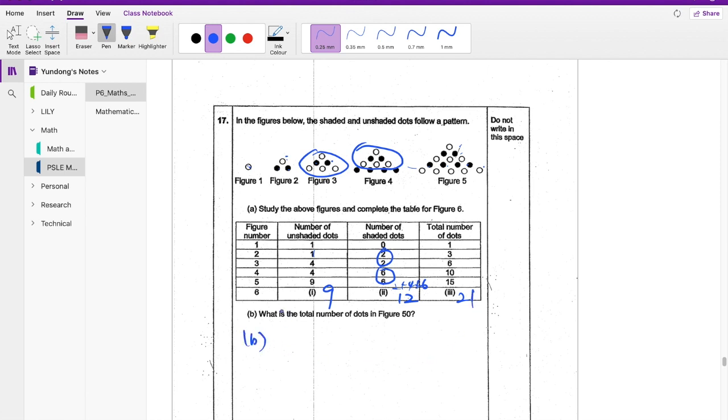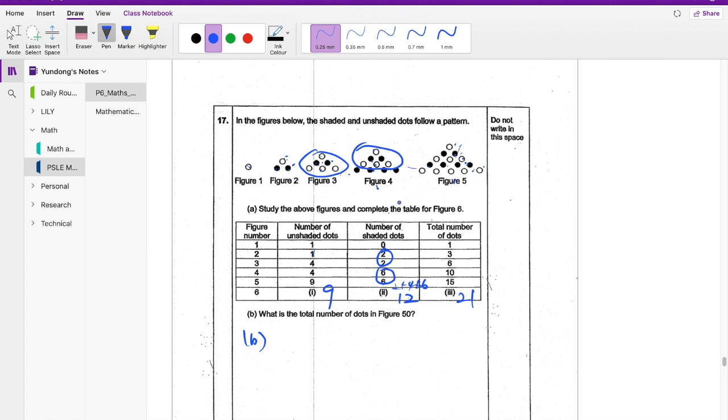Then here B, what is the total number of dots in figure 50? Actually we can see quite clearly for the total dots, it's very straightforward. For example, for figure 2 it is 1 plus 2. For figure 3 it is 1 plus 2 plus 3. For figure 4 it is 1 plus 2 plus 3 plus 4. So for figure 5 it is 1 plus 2 plus 3 plus 4 plus 5.